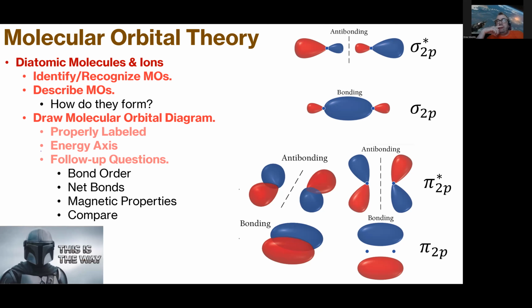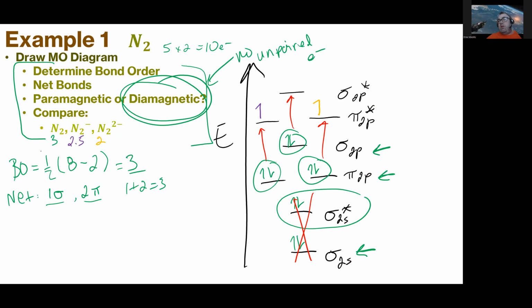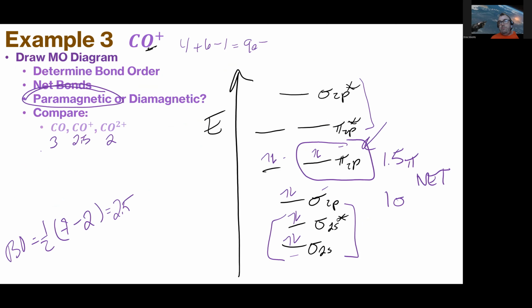So what do we need to be able to do? Well, can we recognize and identify molecular orbitals and describe them? How do they form? Overlapping orbitals, either end on or parallel, so the sigma bonds and pi bonds all still apply here. Draw a molecular orbital diagram, properly label it, maybe with an energy axis, and answer our follow-up questions. And that's literally what we did on these three examples. You may not want to doodle so much on yours, or fix it so it looks nice, so when I grade it, it doesn't look bananas, but there we go.